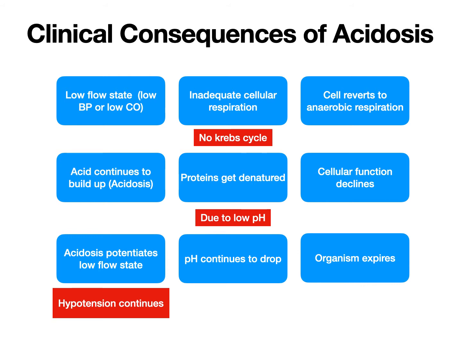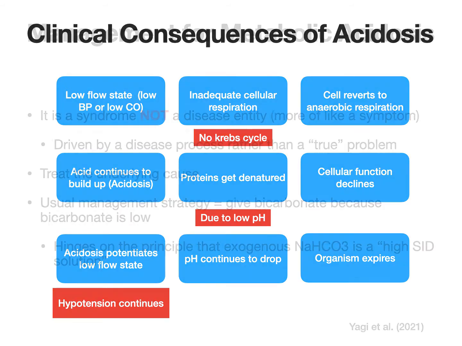The cell reverts to anaerobic respiration. Acid continues to build up, which produces acidosis and acidemia. And your proteins, which usually live in a very narrow range of pH in the blood, get denatured. Cellular function then declines, the acidosis potentiates the low flow state, the pH continues to drop, and the organism expires. If the acidemia is not halted, the effects spiral into a vicious cycle that eventually leads to death.